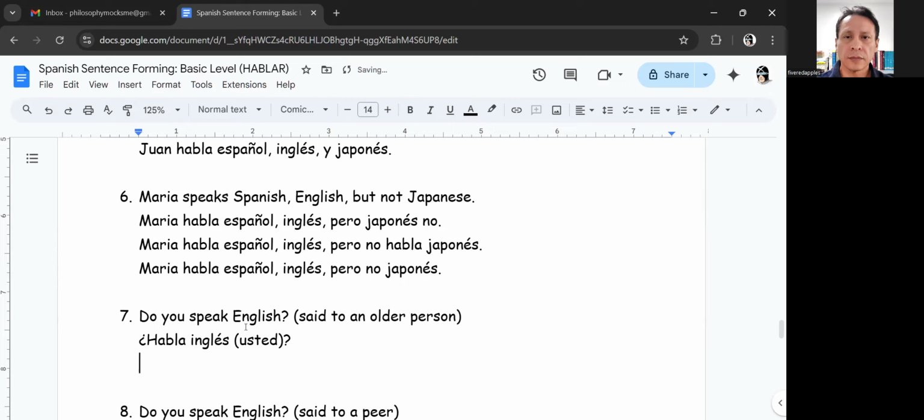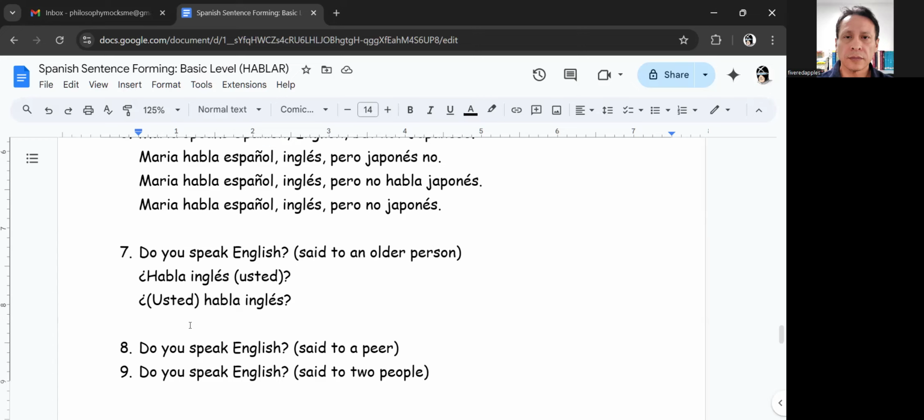Okay, so let me copy and paste. So in order to do this, I'll just keep the capital H, but it wouldn't be capital if you actually said usted. Either way, you can do it like this. Usted habla inglés or habla inglés usted. Either way. Okay. Well, again, the parentheses is optional.